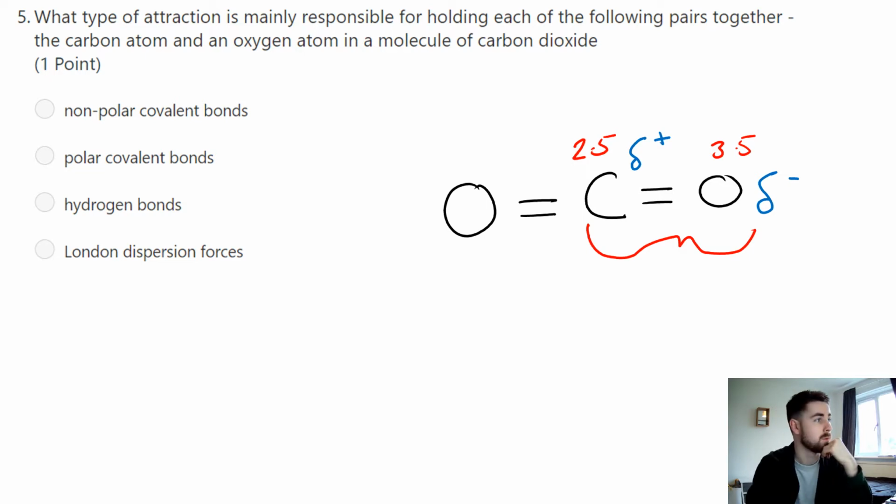So if we look at our options there, it's not going to be hydrogen bonds or London dispersion forces because they are intermolecular or van der Waals forces. And we've established that we have a polar bond because there is a dipole across the bond, so that gives us polar covalent bonds.